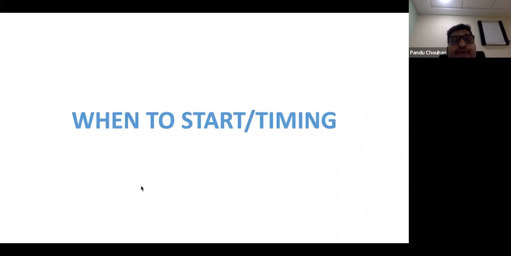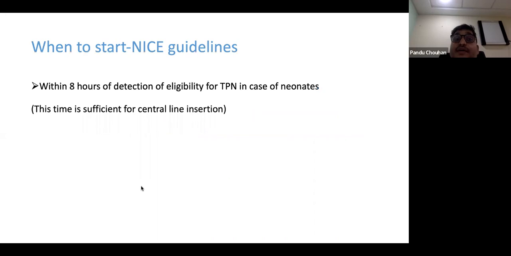When to start? We know the indications right now. As soon as you identify eligibility, how urgent is it to start? When it comes to neonates, NICE recommends that within 8 hours of the detection of eligibility, TPN should be started in neonates. The same applies to infants and children, according to the indications given above. This 8 hours is also sufficient for the placement of a central line as well. However, this 8 hours is based on expert opinion and has no robust evidence to start as early. This only helps with early parenteral nutrition, which has good neurodevelopmental outcomes later in life.